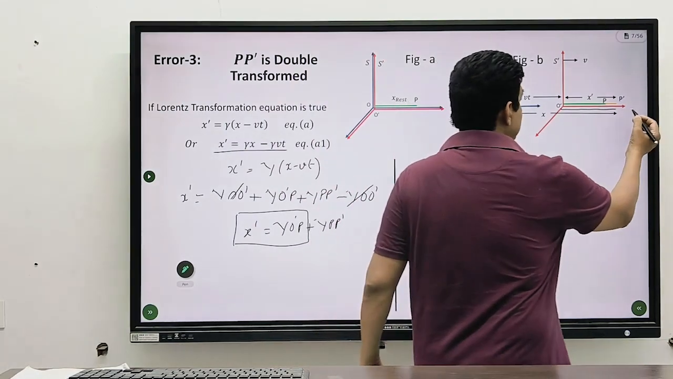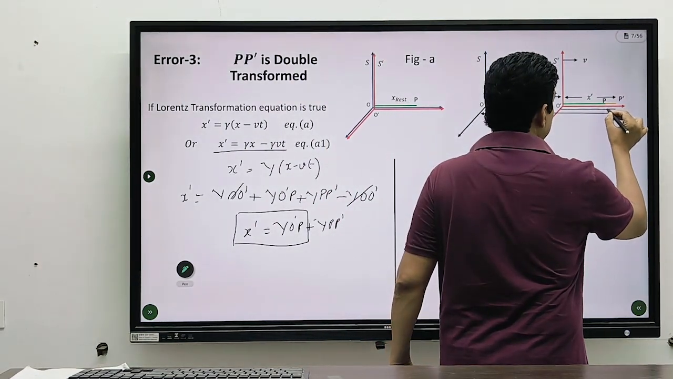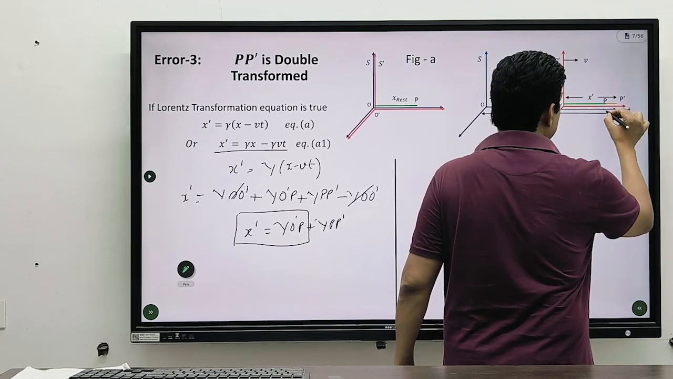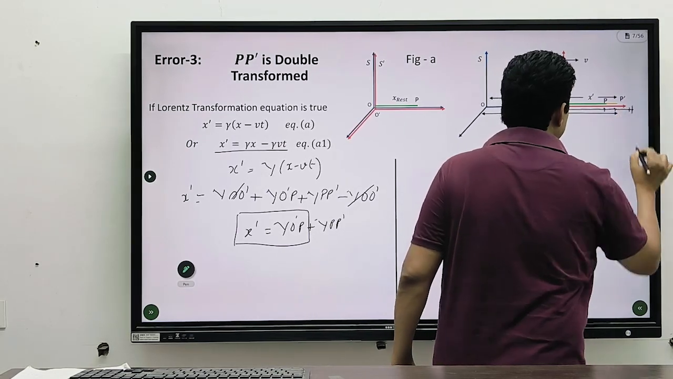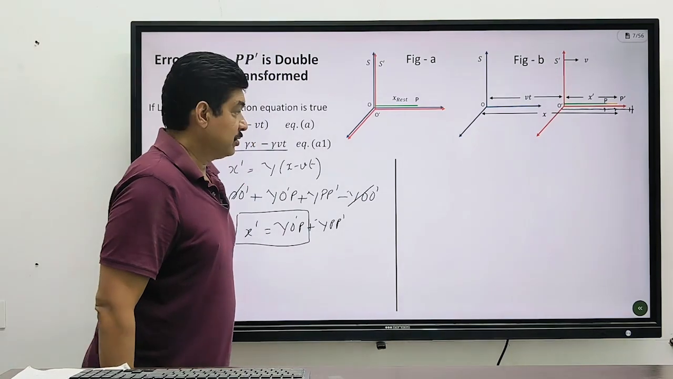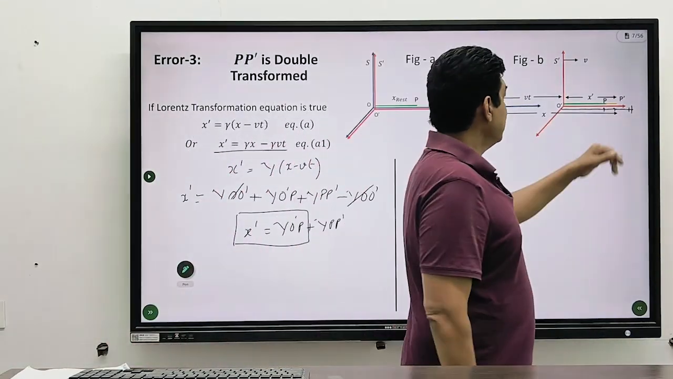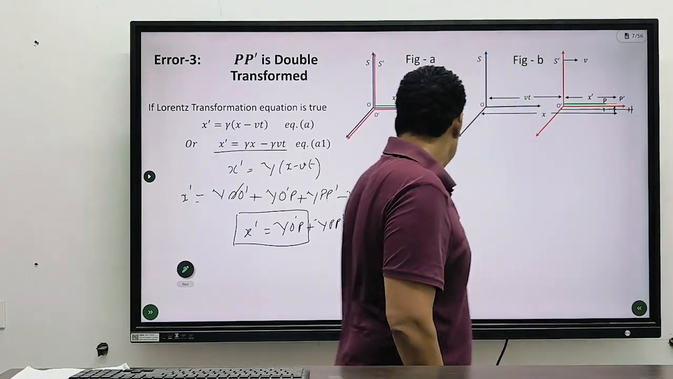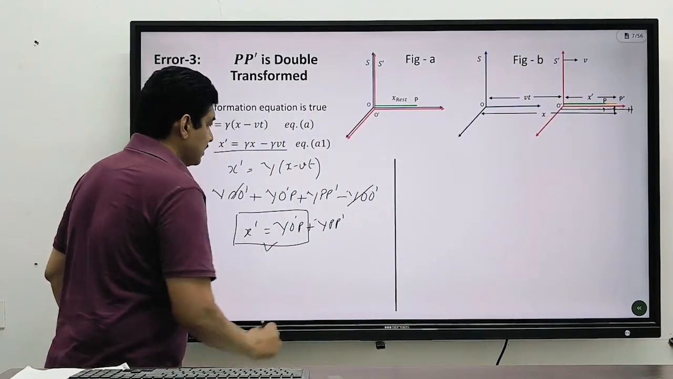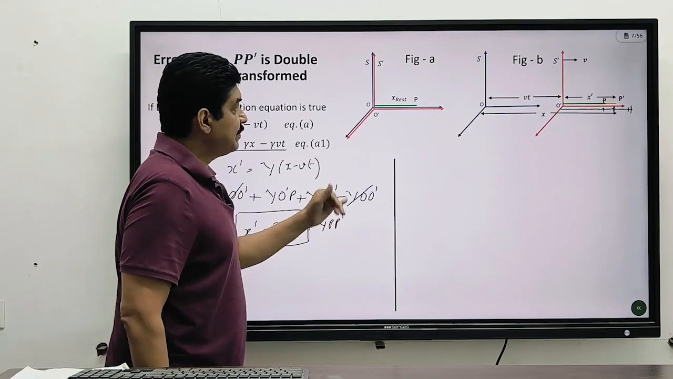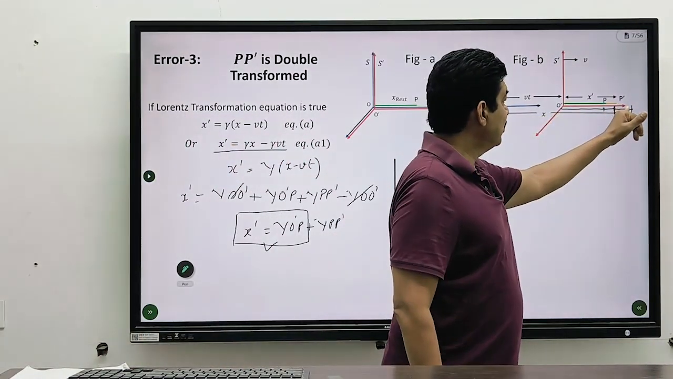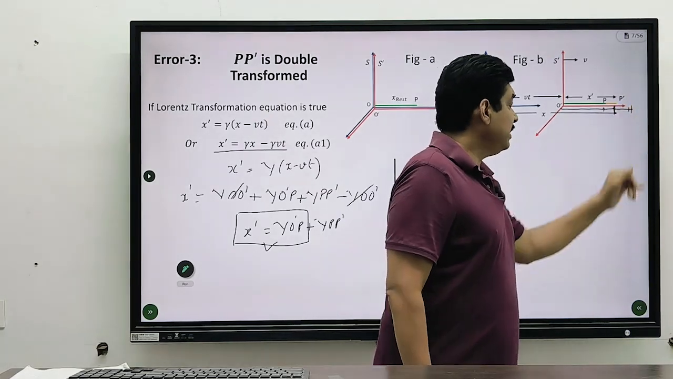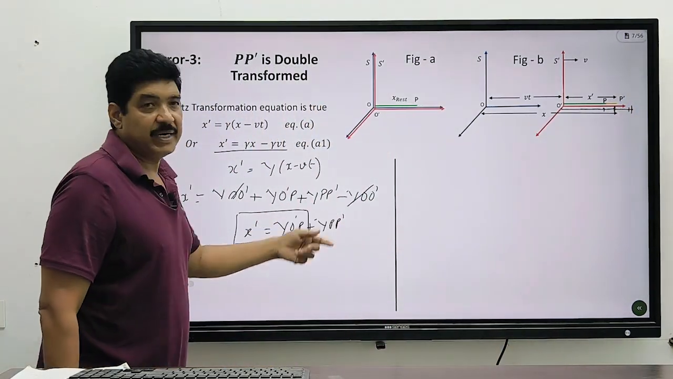So there is PP prime and then some factor is also added. So your equation was right up till here. This was right up till here. But you have added PP prime more into it, and one more, the gamma multiplied by PP prime.